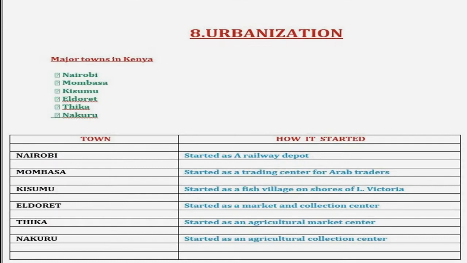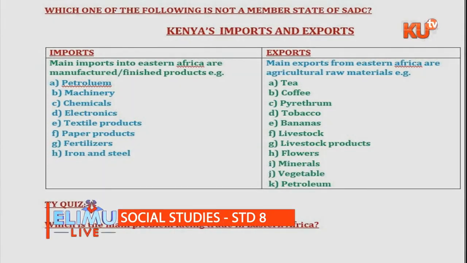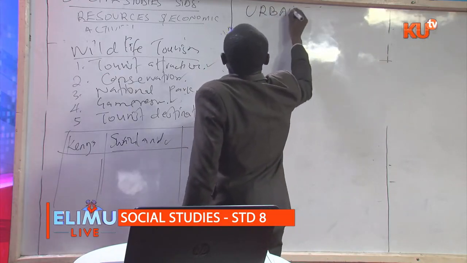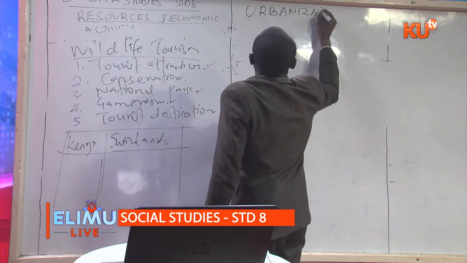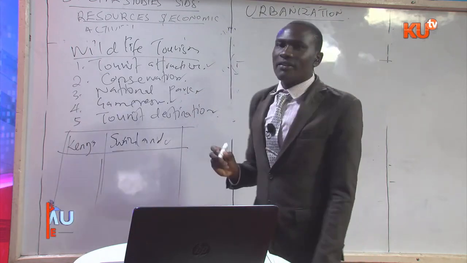Our TY quiz is, which is the main problem facing trade in Africa? Use the number that is on your screen to give us your answer. The last area is called urbanization. Urbanization is also an area that is most commonly examined.